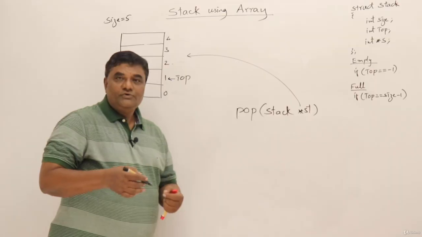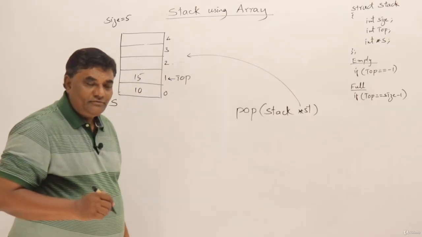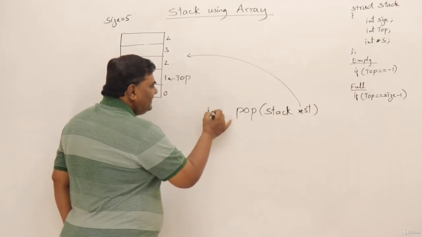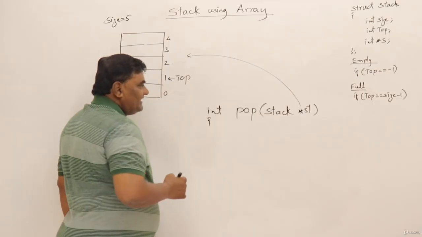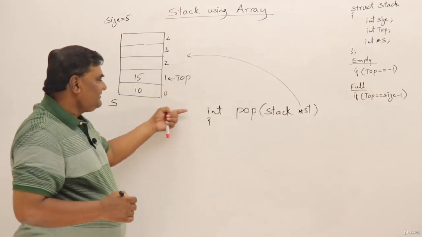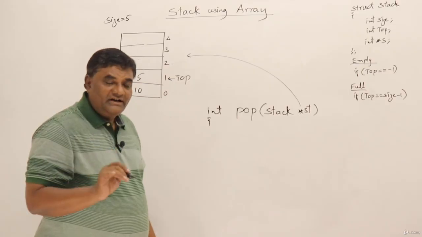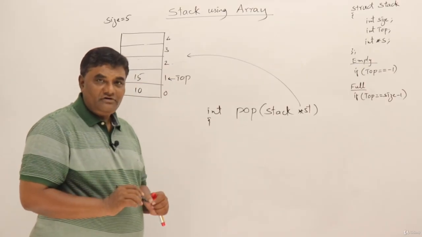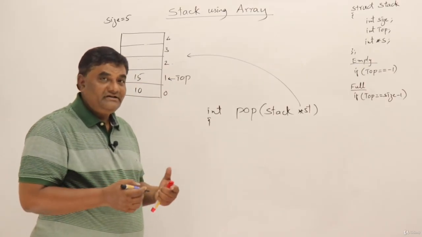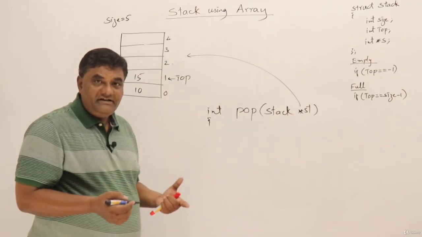Now what this function should do: delete and return the value. So the return type should be the type of values present in the stack. We have integer type values in the stack because this array is integer type. So return type is integer. First thing I should do is check whether I can delete any value or not. It means I should check whether the stack is empty. If it is empty, I cannot delete.